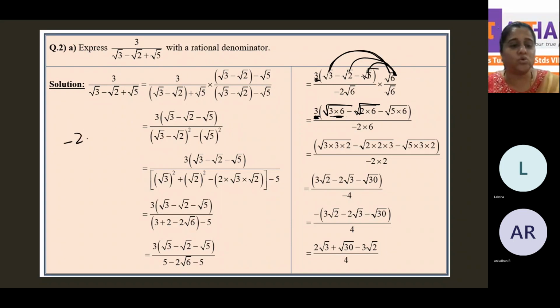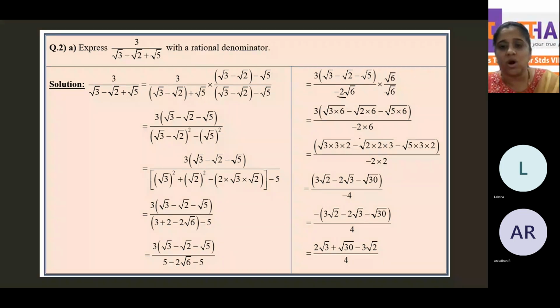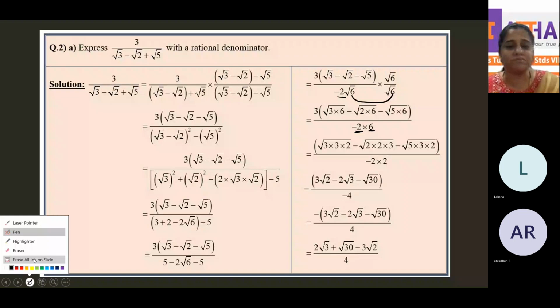Denominator is minus 2 root 6 into root 6. Root 6 into root 6 is 6. So minus 2 into 6 it is, because minus 2 root 6 means minus 2 into root 6. So the denominator is minus 2, you can see here minus 2, and root 6 into root 6 is 6. So it becomes, then I've simplified.